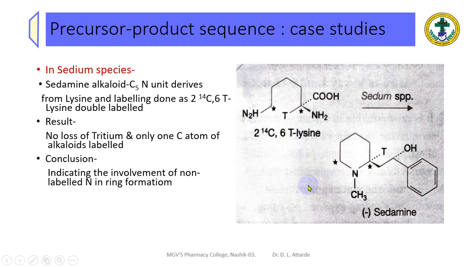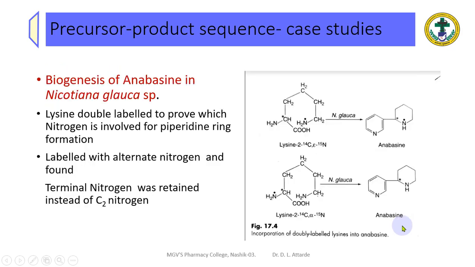And when the final product is isolated, it is checked. There is no loss of tritium. It is there, and only one carbon atom of the alkaloid is labeled. That is also there, indicating the involvement of non-labeled nitrogen for this ring formation. So this is a simple experiment studying how lysine is involved. This is a precursor and this is your product.